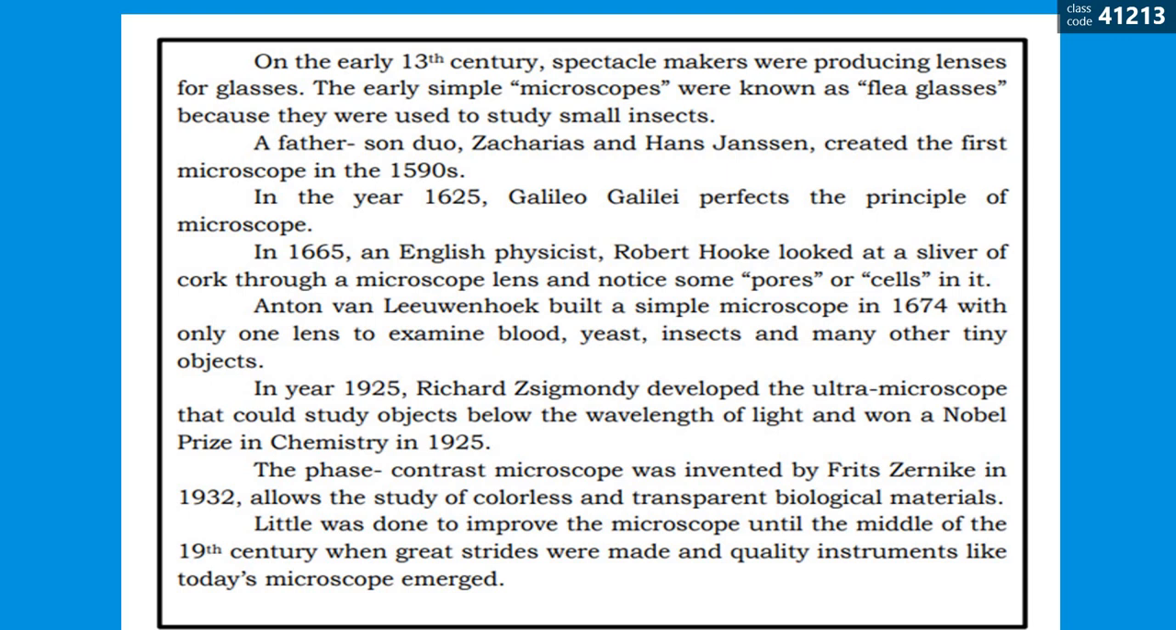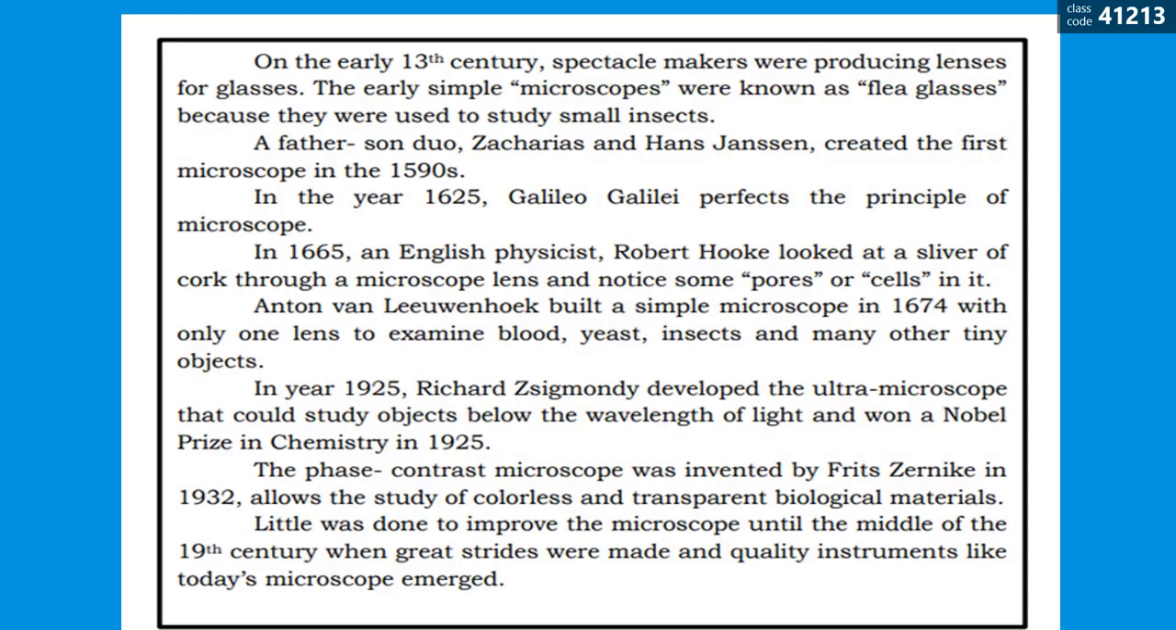In 1665, an English physicist named Robert Hooke looked at a sliver of cork through a microscope lens and noticed some pores or cells in it. Anton van Leeuwenhoek built a simple microscope in 1674 with only one lens to examine blood, yeast, insects, and many other tiny objects. In the year 1903, Richard Zsigmondy developed the ultramicroscope that could study objects below the wavelength of light and won a Nobel Prize in Chemistry in 1925.